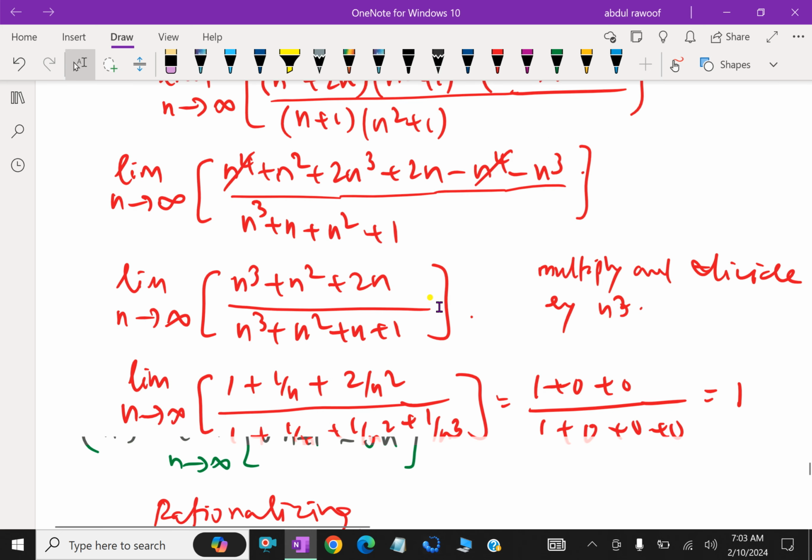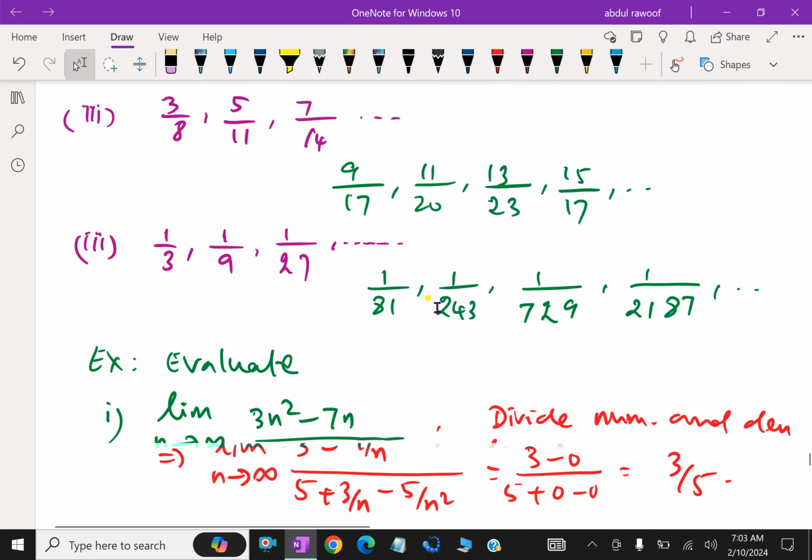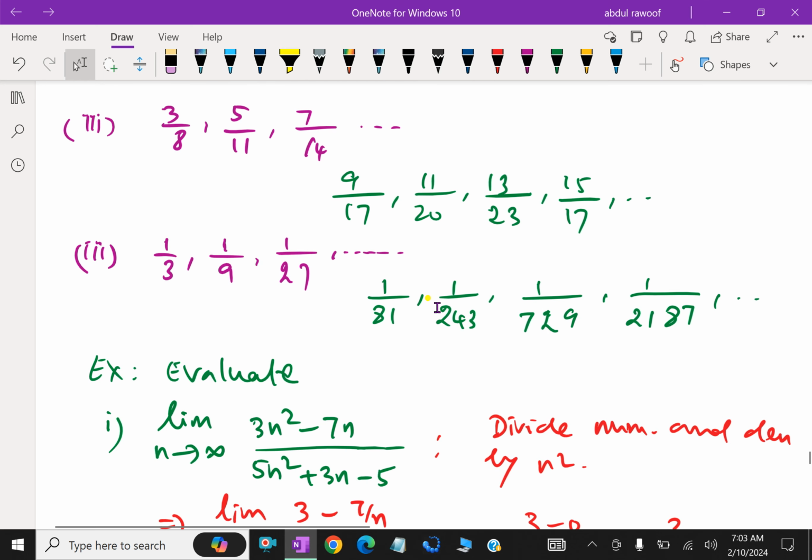So far we discussed the limit of a sequence with different types of examples we have done.